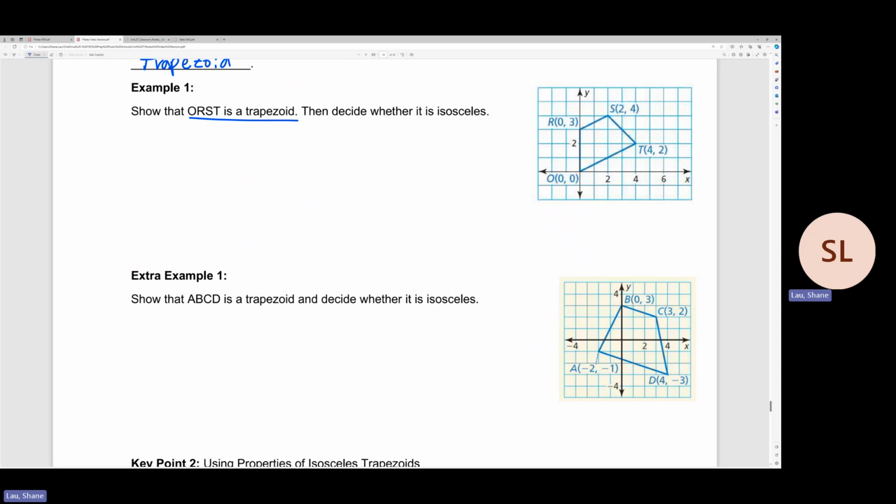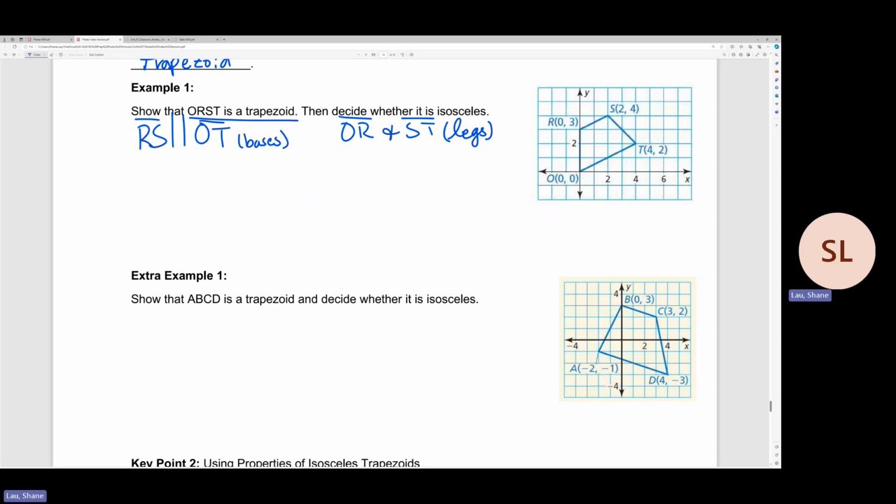If you look at OR, it appears that it's going to intersect with ST, for example, if I were to extend those lines. But RS and OT don't look like they're going to cross each other at any point. So it tends to say that RS must be parallel to OT, which means that these are our bases. But because those are our bases, the other two must be our legs. And so we have OR and ST, and these are our legs.